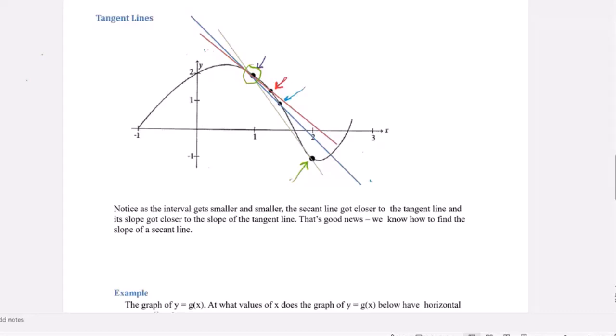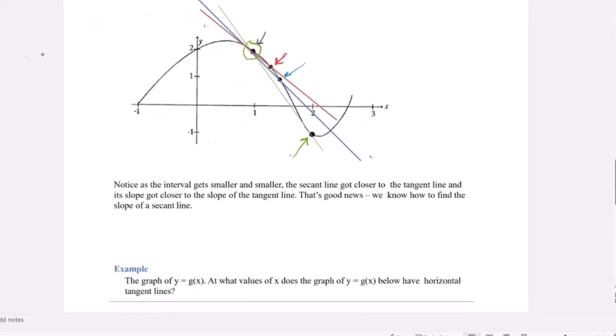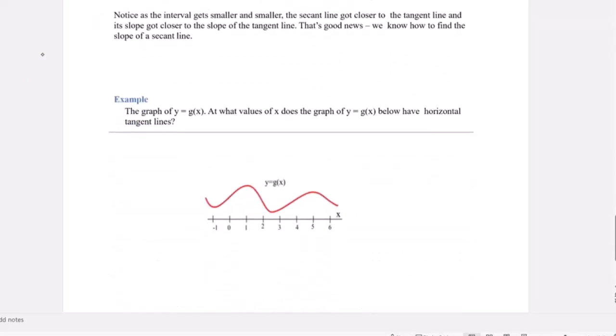Notice as the interval gets smaller and smaller, the secant line got closer to the tangent line, and its slope got closer to the slope of the tangent line. That's good news, since we already know how to find the slope of the secant line. But it's going to be even better news because we're going to learn how to find the slope of the tangent line. Okay, so let's do this example, then we'll be done with 2.1.